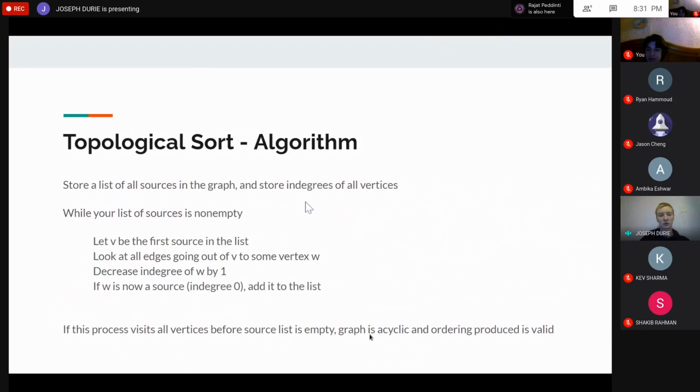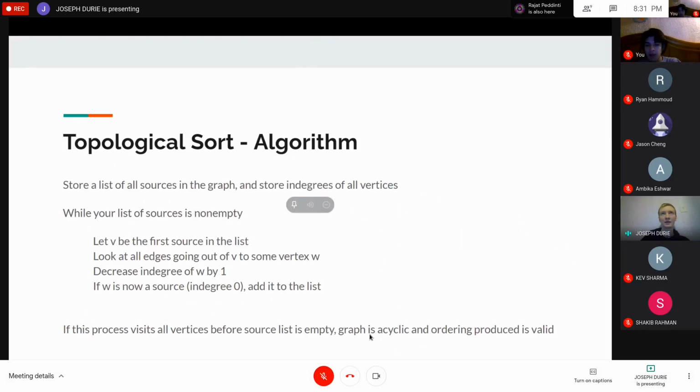We also want to store the in-degrees of all the vertices. Now, while you have some source in your list, just pick any source, let's say the first source in the list, and take that out of the list. What you do with that source is first add it to your ordering, because that's going to be the next thing in your ordering. Then we want to remove all the edges, although we're not going to actually do that because we can do it in a nicer way.